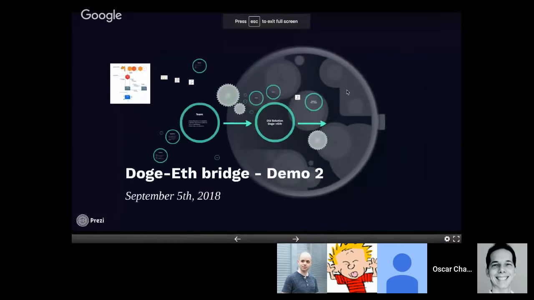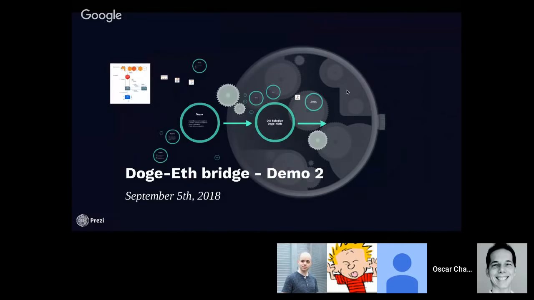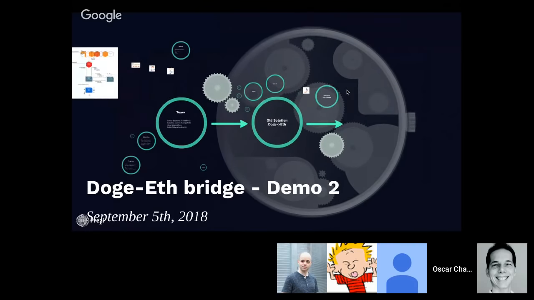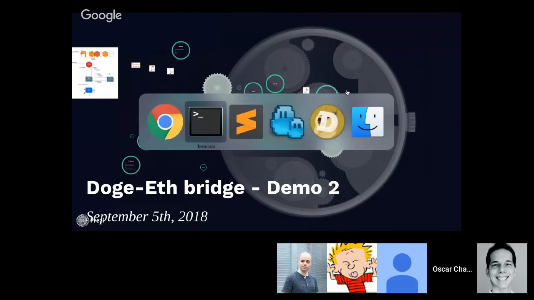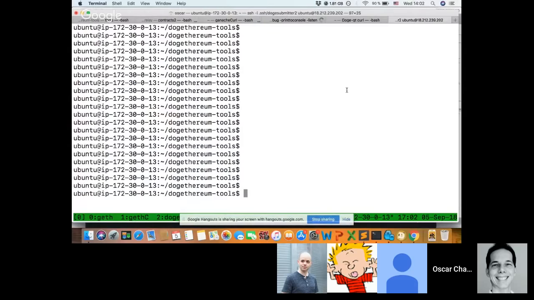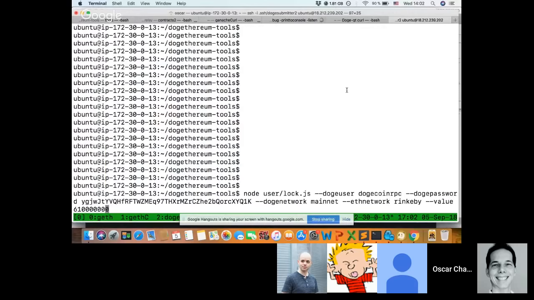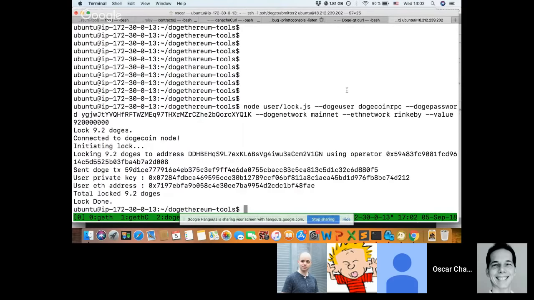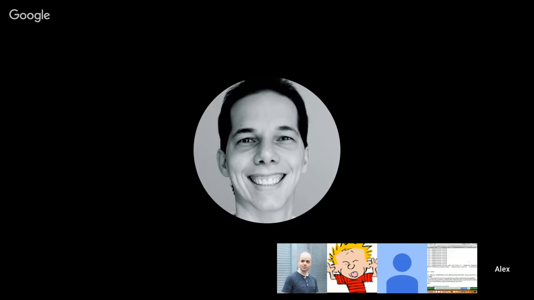Cool. So formally, welcome everybody to the second demo of the Dogecoin Ethereum bridge. Before we start, as we did in the previous presentation, I have to send a transaction. Just follow me a second. I'll be sending coin to Doge.